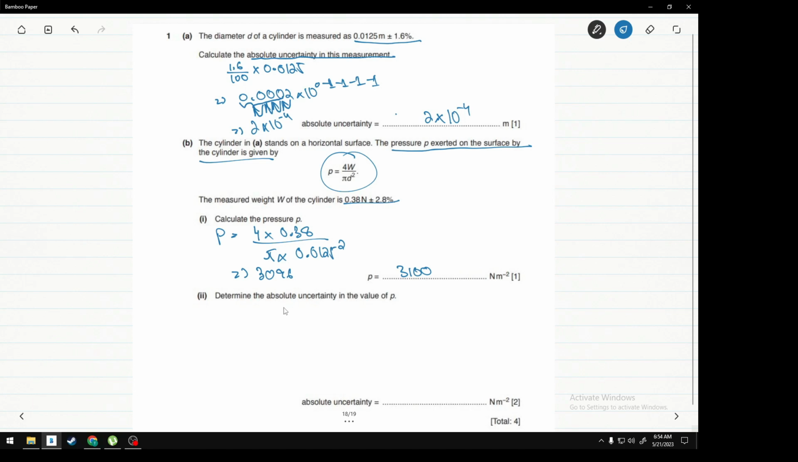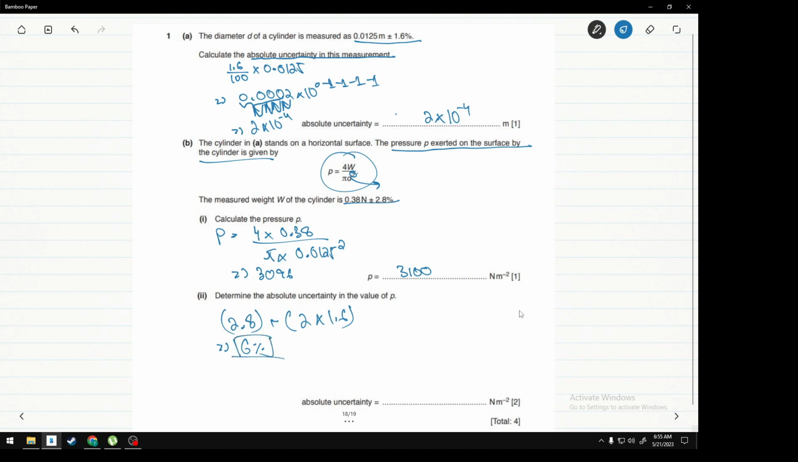And now the absolute uncertainty in the value of P. Again, like we did the last time, just add the percentage uncertainties and calculate the absolute uncertainty with the formula. First of all, this has an uncertainty and this has an uncertainty. 2 uncertainties are going to be added. So W has an uncertainty 2.8 plus, now multiply the D uncertainty by 2 because it has a power 2, right? So 2 times 1.6, which comes down to 6%.